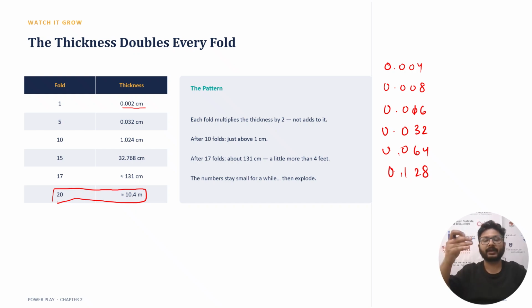First time you are folding, you will multiply it by 2. Second time you are folding, you will multiply it by 2 to the power 2 or 4. Third time, you will multiply it by 8, and so on and so forth. So that's the reason every time you fold it, it becomes double, and it is an exponential growth.